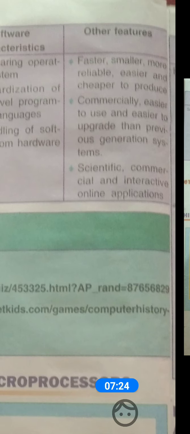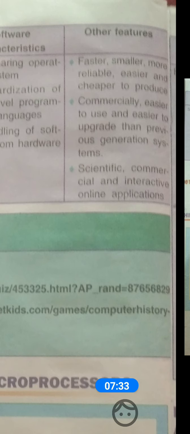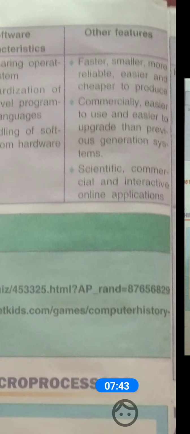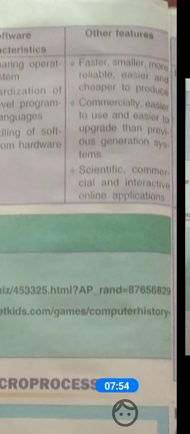They were commercially easier to use and easier to upgrade than the previous generation, meaning the second generation of computers. Scientific, commercial and interactive online applications were also used in this generation of computers.